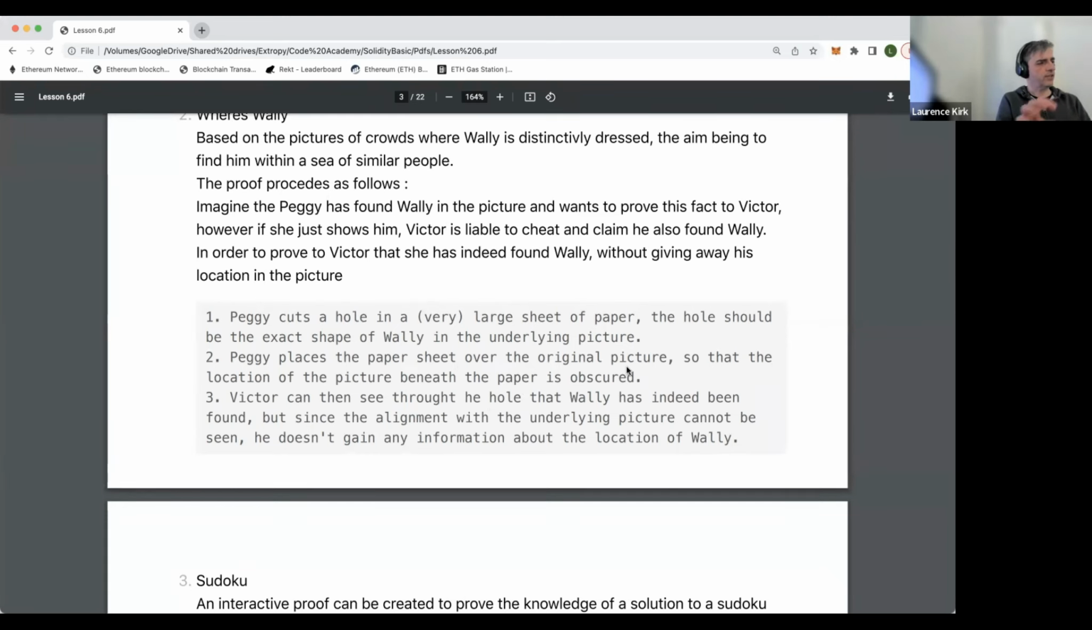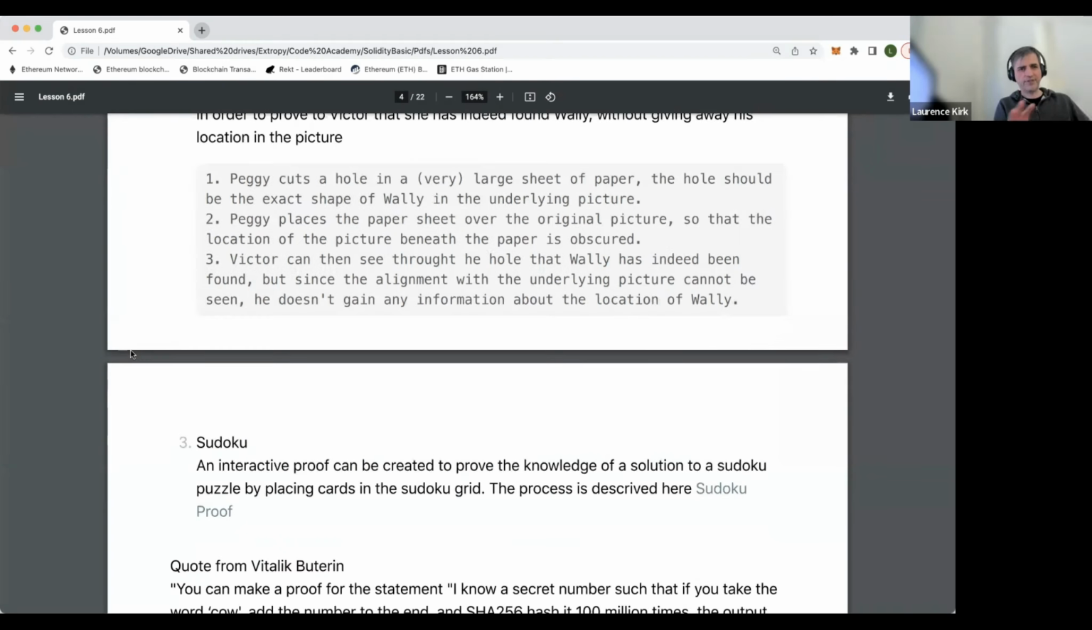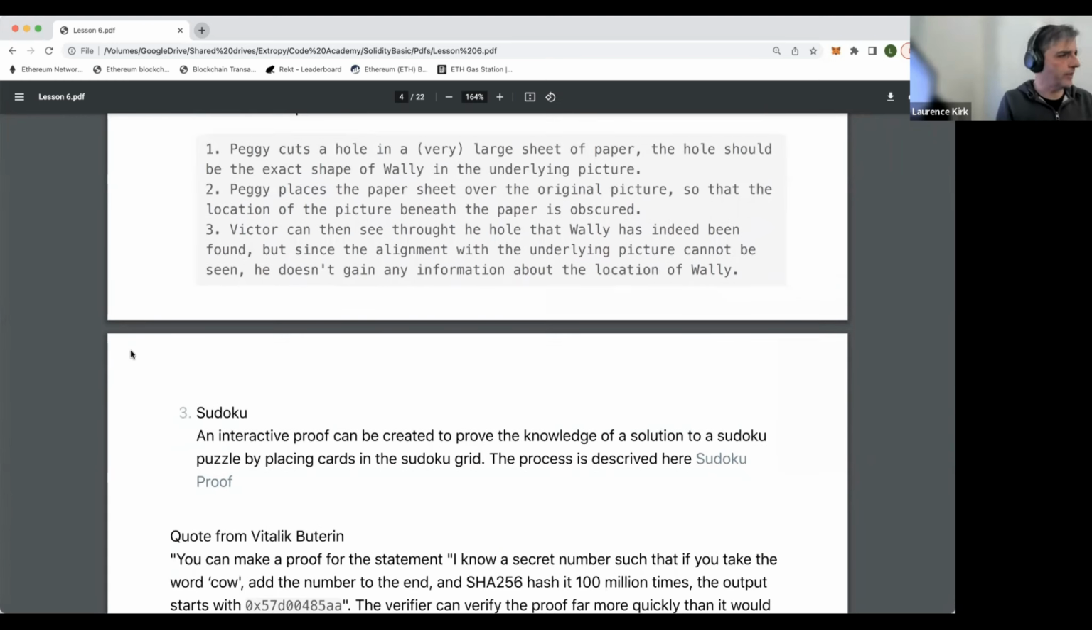So then Victor can see through the hole that Wally has been found. So Peggy does in fact know where Wally is. But in doing this, she's not giving away where Wally is within this picture. So once again, she has managed to prove that she knows this particular thing, that she knows where Wally is, and she's done that without giving any other information to Victor. That's a kind of physical way of doing a zero knowledge proof. And there are many other ways.